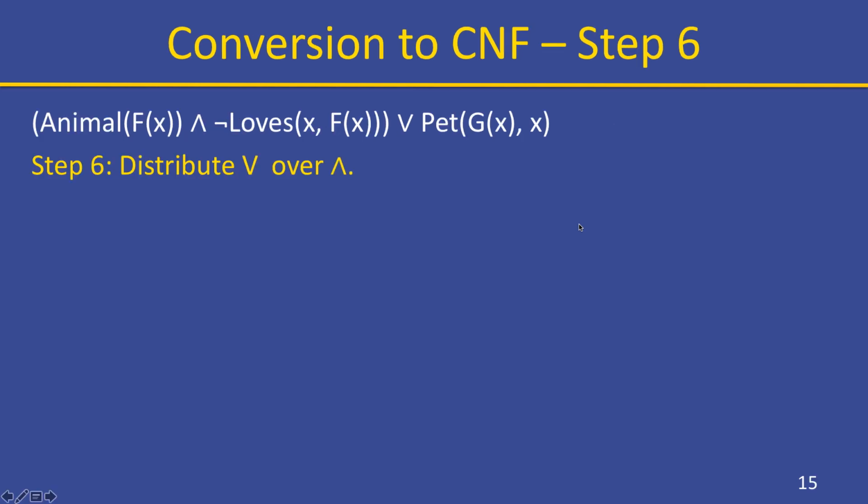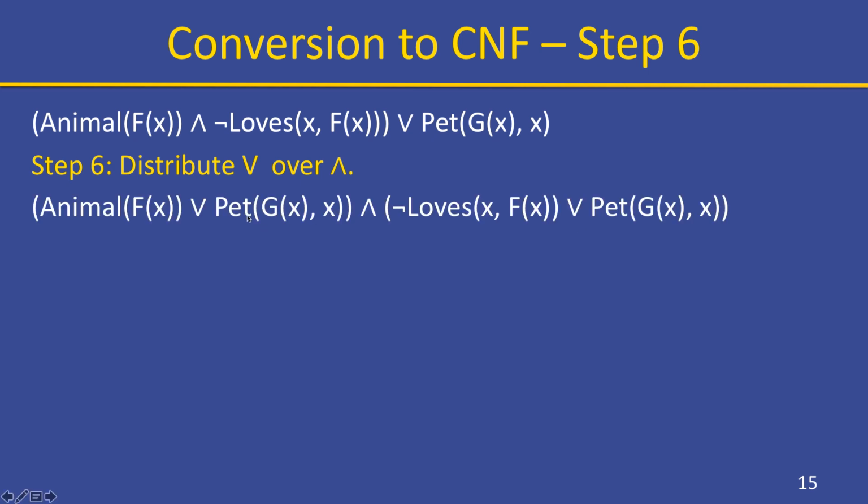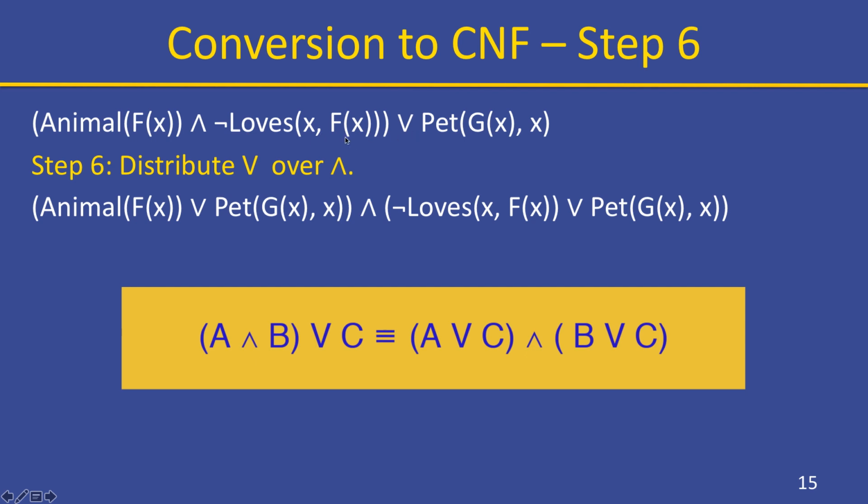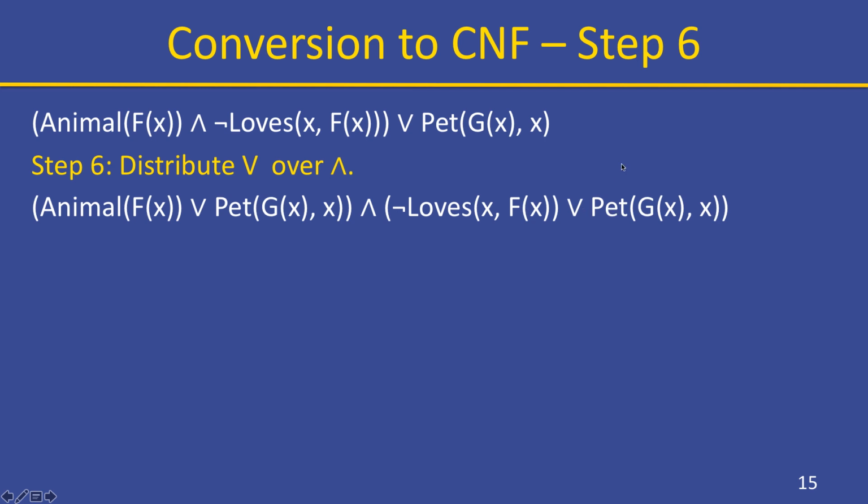And step 6, we distribute or over and. So we have this and this or. We're going to distribute the or pet g of x over the animal f of x and not loves x f of x. So we get animal f of x or pet g of x, and not loves x f of x or pet g of x. All right. And now we are in CNF.